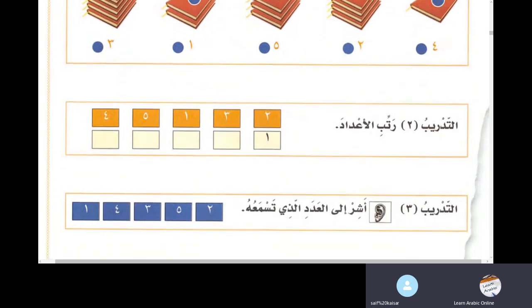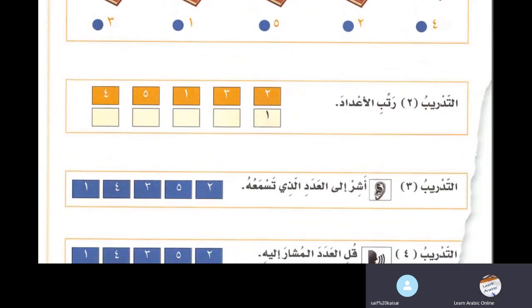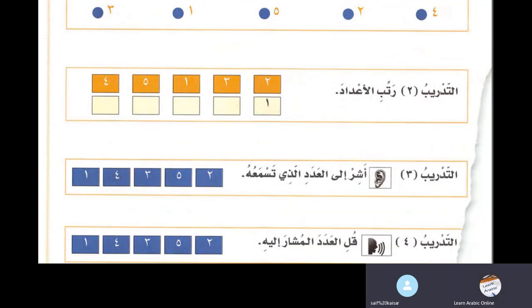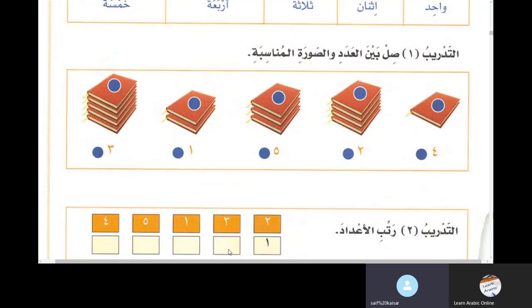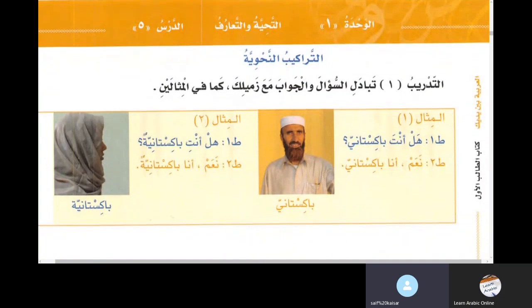Okay. Next, At-Tadribu Sani. Ratti bil Edad. Ratti means arrange, sort. Read the question. Arrange the numbers. So first you write wahid, then isnan. Next, what will you write? Then salasa. Good. Then arba. Next, khamsa.